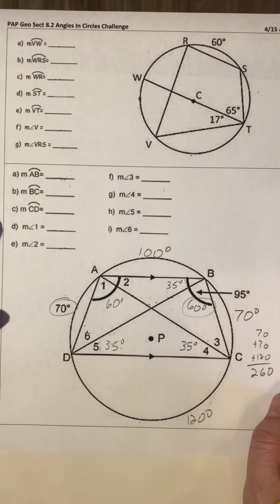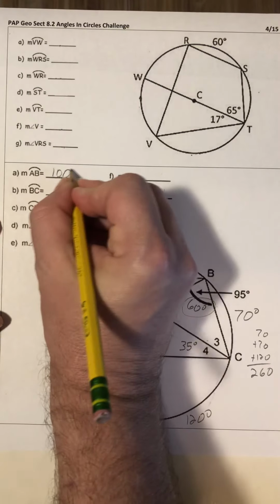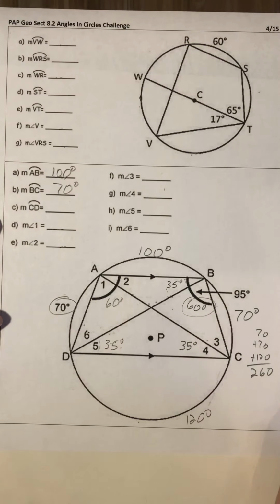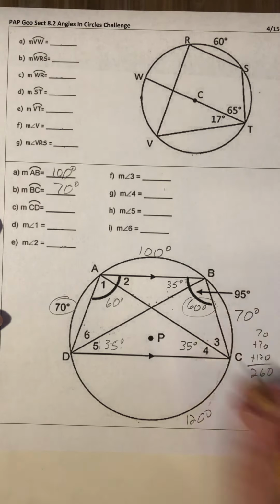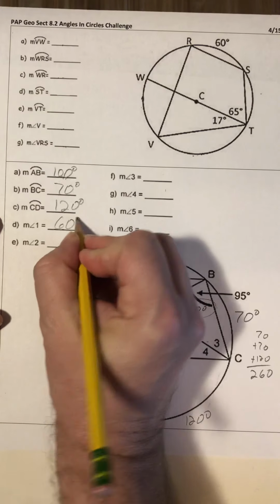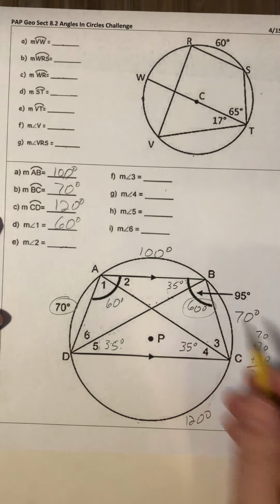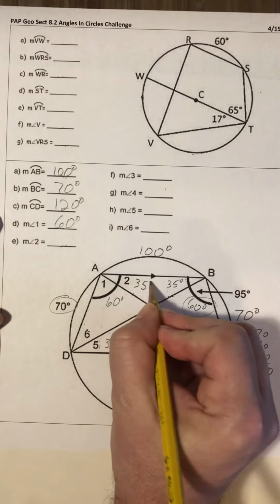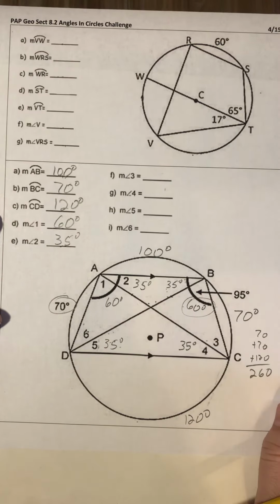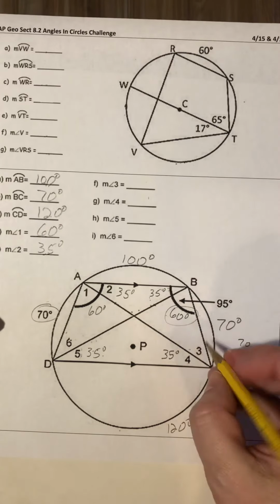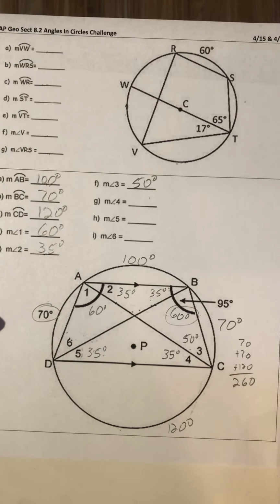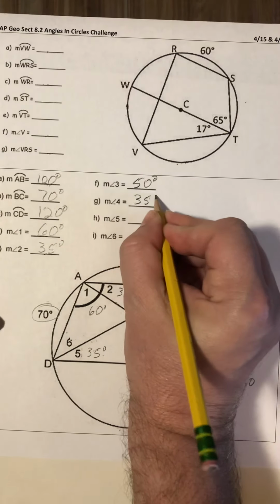All right, so I know that the measure of arc AB is 100 degrees. I know that the measure of arc BC is 70 degrees. I know that the measure of arc CD is 120 degrees. Okay, I know that the measure of angle 1 is 60 degrees. I know that the measure of angle 2 would also be 35 degrees because it's 1/2 of that 70. All right. I know that the measure of angle 3 would be 50 degrees because it's going to be 1/2 of that 100. I know that angle 4 is 35 degrees.